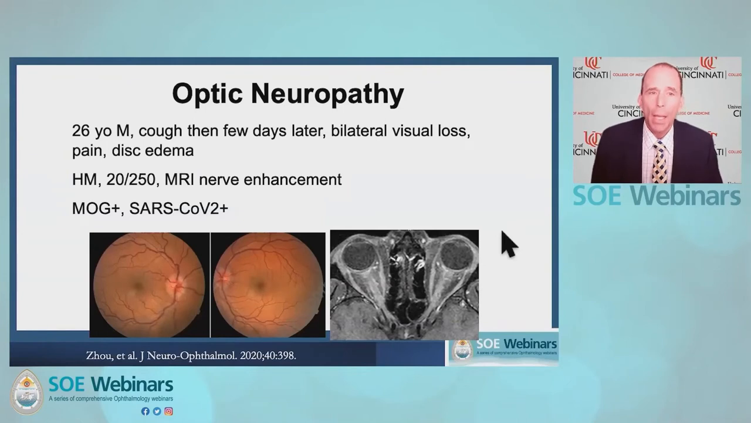Interestingly, the patient had MOG positivity. This is myelin oligodendrocyte glycoprotein, as well as being, of course, positive for the SARS-CoV-2 virus. Now, MOG antibodies are associated with unilateral or bilateral optic neuropathy, and they were present in this patient. So, of course, that leads to the question, did this patient just have MOG and SARS, or did the SARS cause the antibodies? We don't really know, of course, for sure.